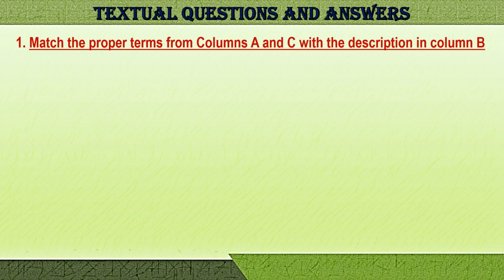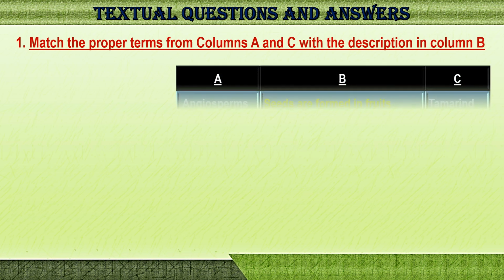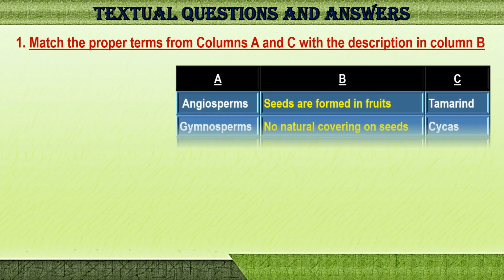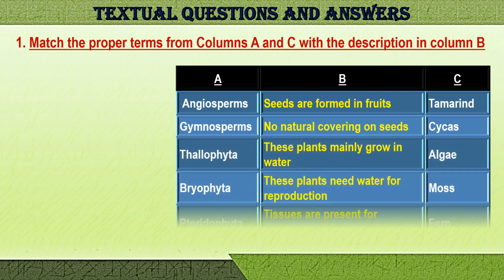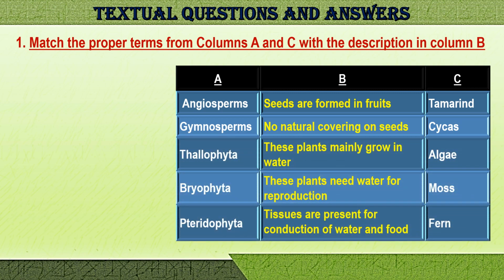The first question: match the proper terms from column A and C with the description in column B. So this is the match the columns. Angiosperms are seeds formed in fruits. Example, tamarind. No natural covering on seeds are gymnosperms.